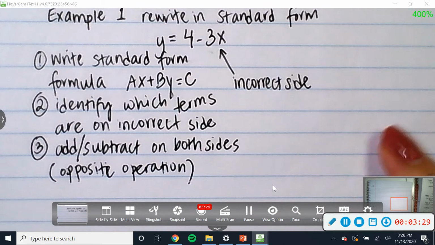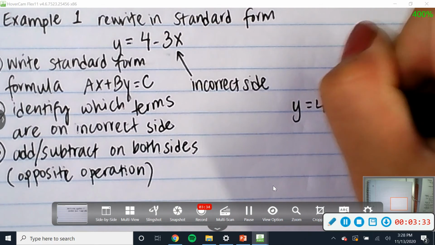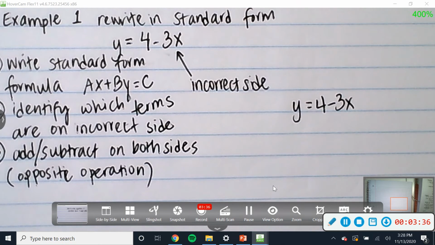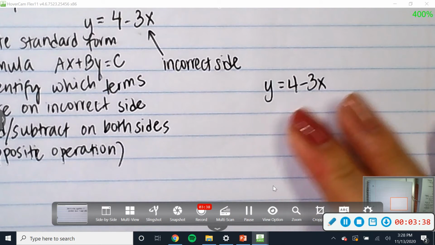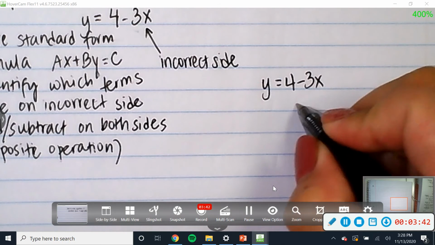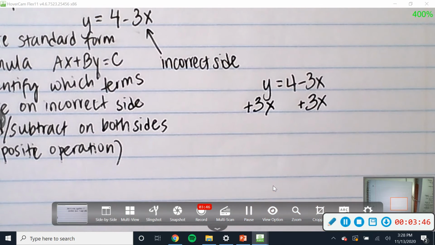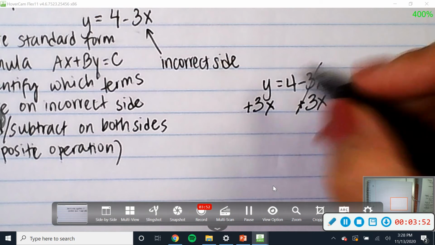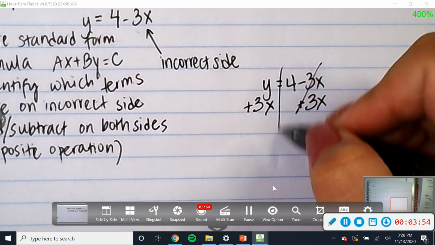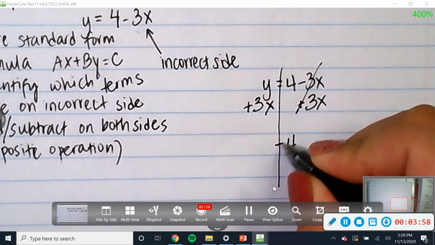So I'm going to rewrite my problem over here so we have some space to solve. Y equals 4 minus 3x. My opposite operation here would be addition because I have a minus sign. So minus 3x, the opposite would be to add 3x. So I add 3x to both sides. I cancel out on this side because they cancel each other out. And when I rewrite it on this side, I have a positive 4 left.